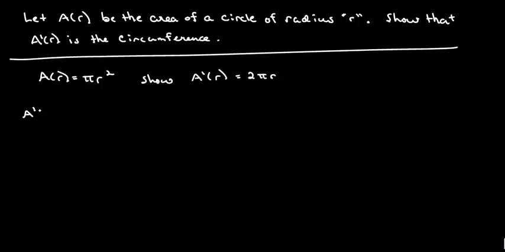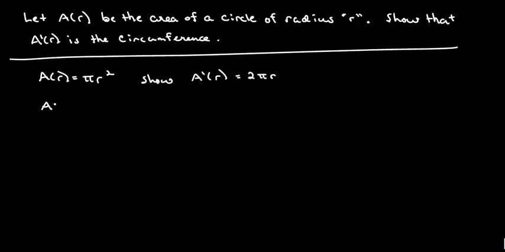Well, A prime of r is going to be equal to, now our variable is r, so I'm going to write it like this. First of all, it's going to be something plus a small change in the variable. Okay, so it's going to be the area. You know what, this is all correct, but I'm not explaining this very well. Okay, so let's try this again.